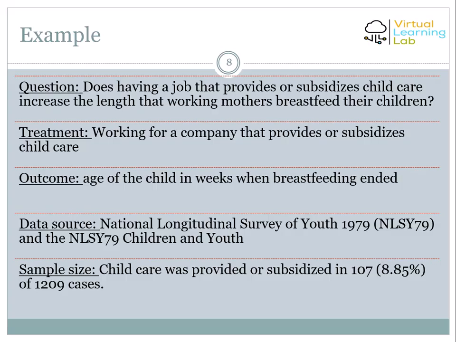So for this example, we have 107 mothers that worked for a company that subsidized or provided childcare, which is 8.85%. That's pretty typical of propensity score analysis, where the treatment group is much smaller than the control group.